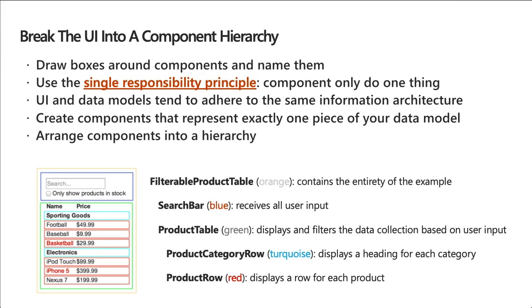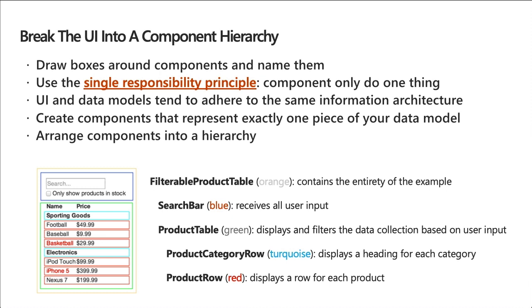Now, let's talk about breaking the UI into a component hierarchy. The first thing that you're going to want to do is draw boxes around every component and subcomponent in your design and give them all names. If you're working with a designer, they may already have done this, so go talk with them. Their Photoshop layer names may end up being the names of your React components.